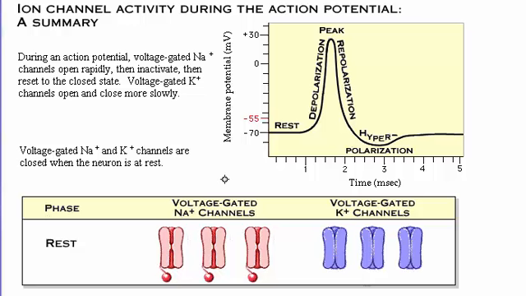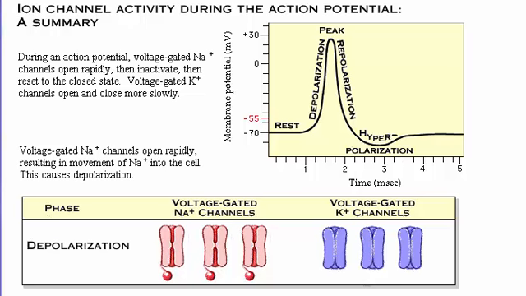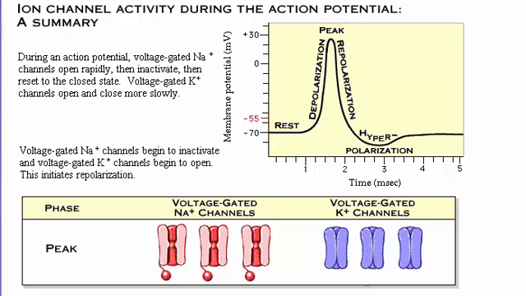Voltage-gated sodium and potassium channels are closed when the neuron is at rest. Voltage-gated sodium channels open rapidly, resulting in movement of sodium into the cell. This causes depolarization. Voltage-gated sodium channels begin to inactivate, and voltage-gated potassium channels begin to open. This initiates repolarization.